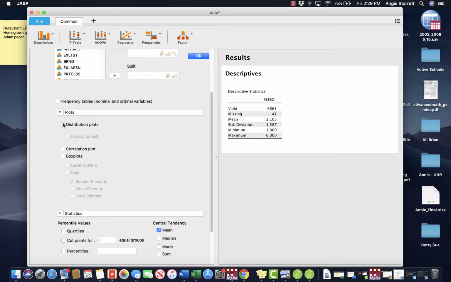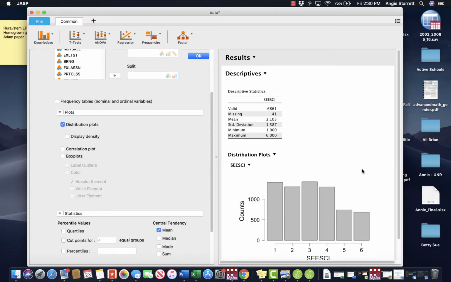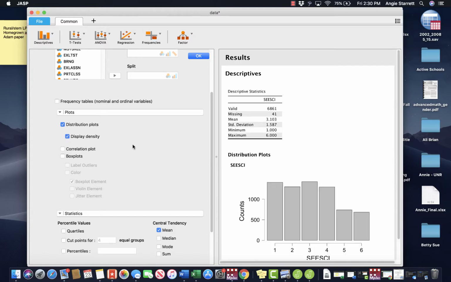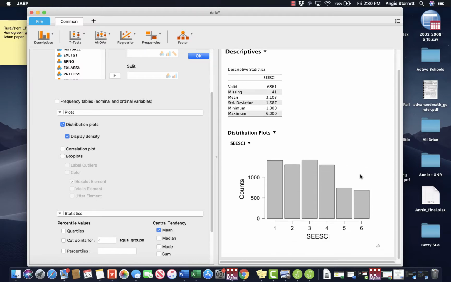We could do a distribution plot. All right, so this is basically going to look like a histogram. And we could see how the 1s to 6s are distributed. So 1 is I absolutely do not see myself as a science or math person. 6 is I very much do see myself as a math or science person. So we see that many more students are either somewhere in the middle or on the lower end of the spectrum of really identifying with math or science. The display density just draws a curve, gives us an idea, and it should. It's not going to give us a curve for some reason.